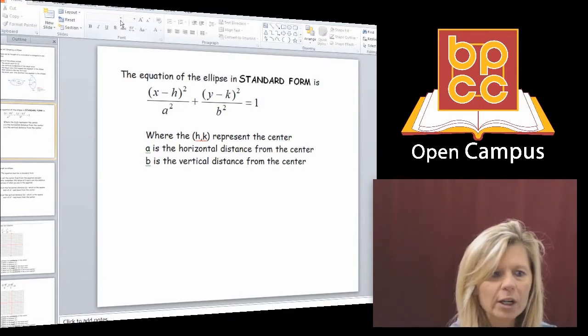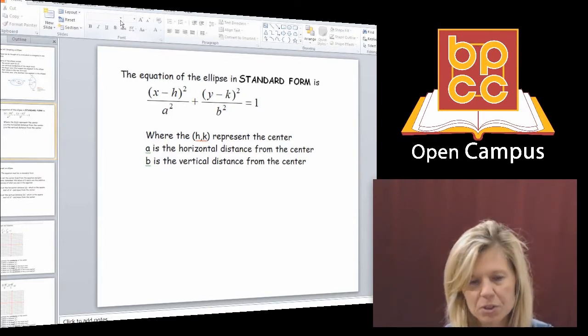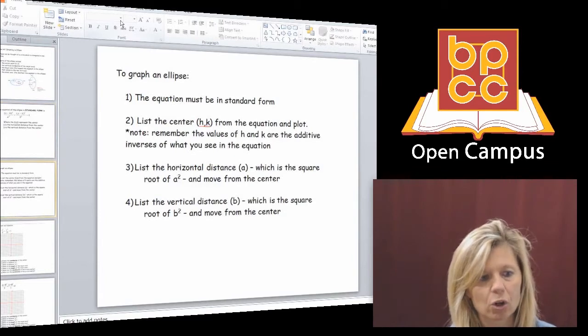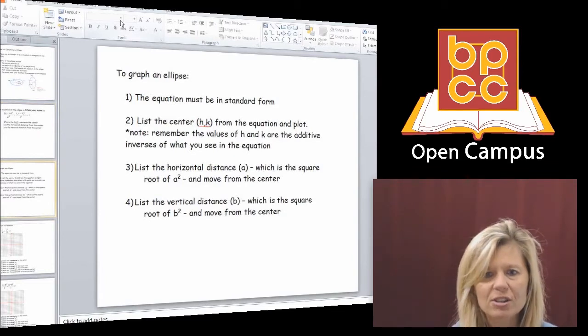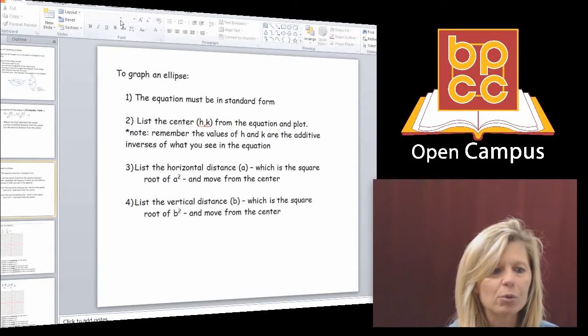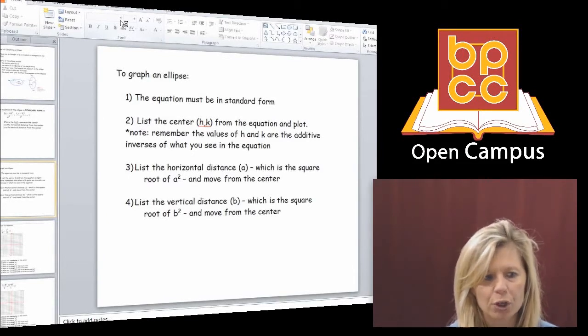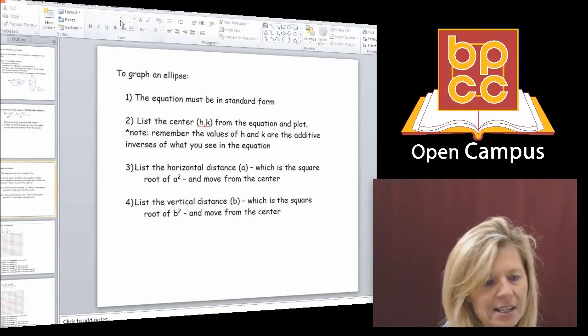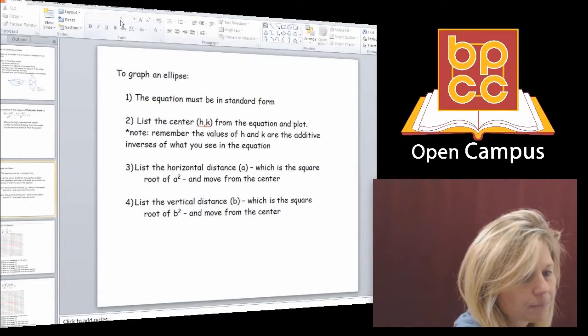So now what we're going to do is, how do we graph an ellipse? Well, to graph an ellipse is just like graphing a circle. You're first going to need your center, H and K, and you're going to plot that point. Then you're going to move not one distance, you're going to move two. So you're going to take your distance A and move left and right from the center. Then you're going to take your distance B and move up or down. So why don't we go to the whiteboard and try some examples with the ellipse.